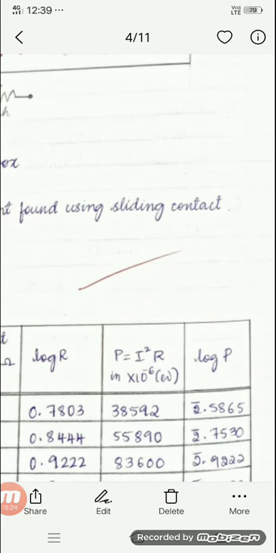Okay, so I square is nothing but the current that flows in the circuit. We have already noted that down. So that current into resistance, you will get the power.